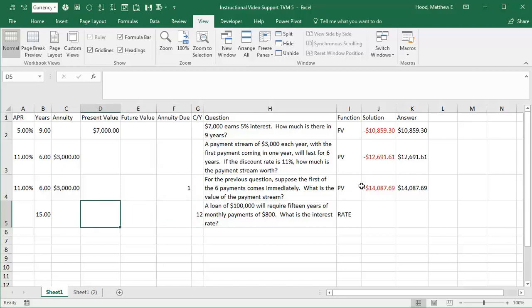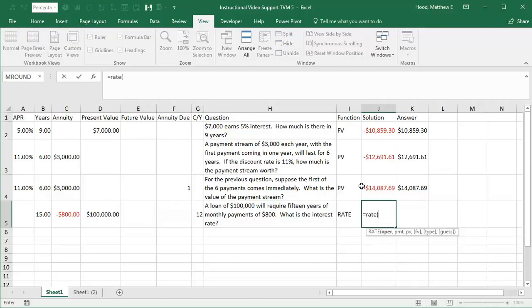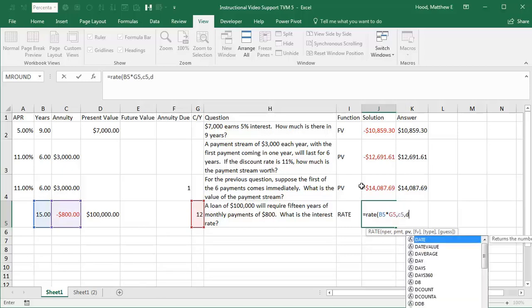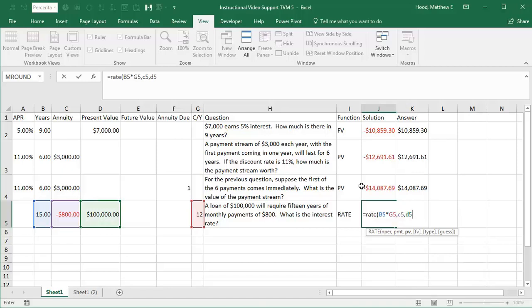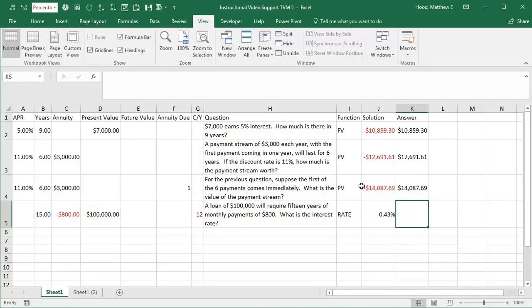Loan is 100,000. So loan starts off up front, where the borrower receives 100,000 and then makes payments of 800. So 800 leaves the hands of the borrower every month, so that one's negative, and they received 100,000 for the loan at the beginning, so that's why that's positive. Okay, so the function is rate, so I'm going to do equals rate, open the parentheses, number of periods is B5 times G5, that would be 15 times 12. The payment is C5, and the present value is D5. Now I don't need to enter in the future value being 0 and so forth, so I can leave that alone. Alright, and I get 0.43%.